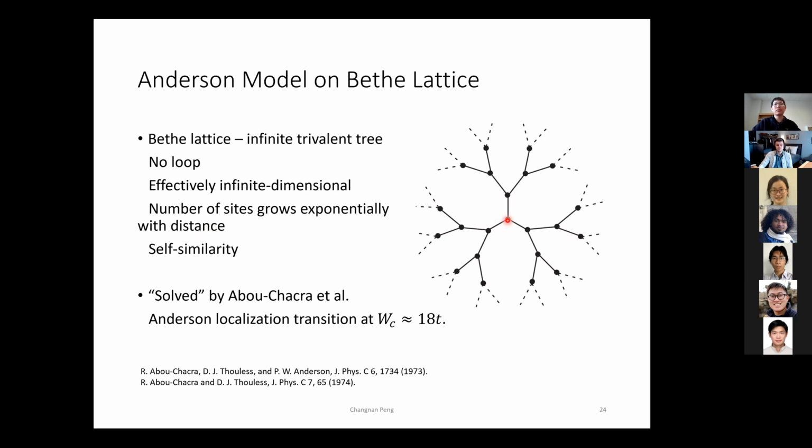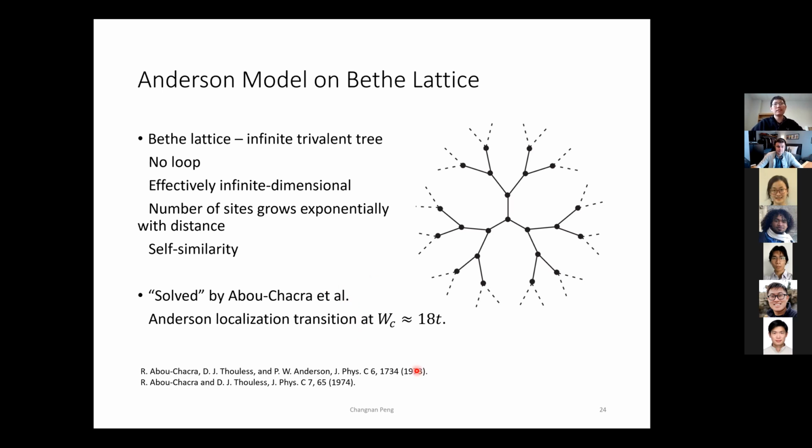So the number of sites grows exponentially with distance. Actually, it's 2 to the distance. So this exponential behavior tells us it's effectively an infinite dimensional system. And there is also self-similarity on this lattice. Each lattice site is self-similar to any other, and this branch is similar to this branch. With this self-similarity, the Anderson model on the Bethe lattice can analytically be solved.